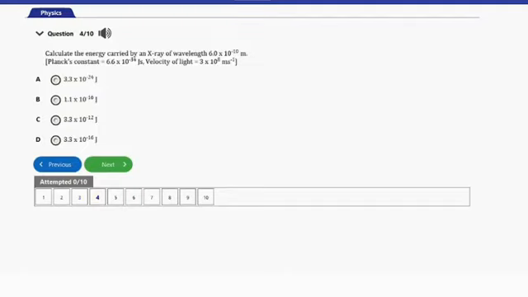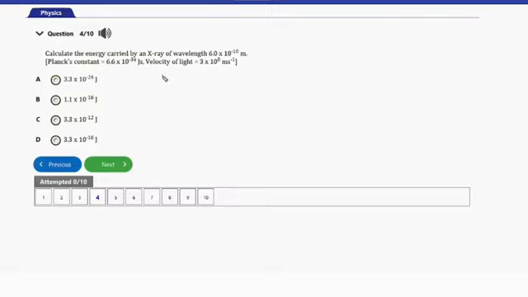Alright, so guys, the next question here is question number 4. It says, calculate the energy carried by an X-ray of wavelength 6.0 times 10 to the power of negative 10 meter. Planck's constant is given as 6.6 times 10 to the power of negative 34 joule seconds, and the velocity of light is given to be 3 times 10 to the power of 8.